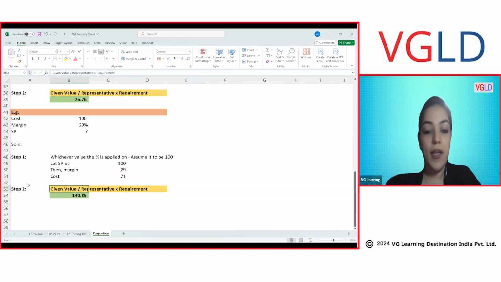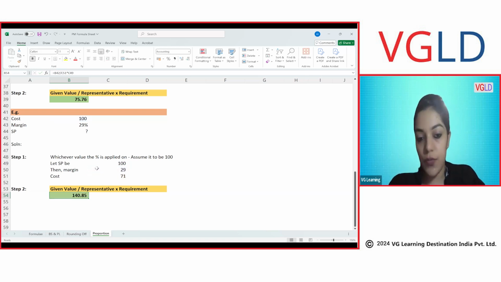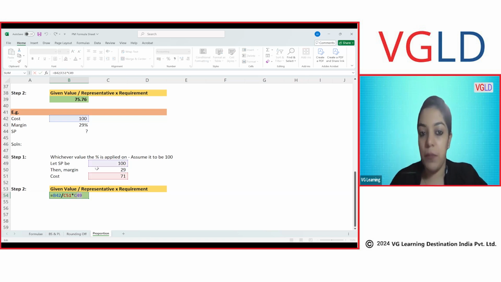Now what you have to do is apply this formula, given value. What is the given value? 100. What is its representative? 71. Multiply with the requirement. You have to find out selling price. So multiply with 100. Okay. If it had asked me what is margin, I would have multiplied with margin here, because I have to multiply with the requirement. So whatever is asked of you, you just multiply it with that value's representative.